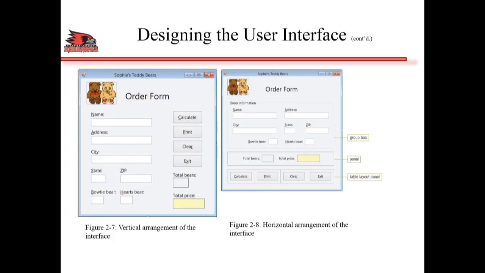and the different calculations like the total bears or the total price are grouped together. The different buttons to calculate, to print, to clear, to exit are also grouped together. So the group box control is basically having all the information, the panel has the numbers there, and the table layout is basically where you have all these buttons.